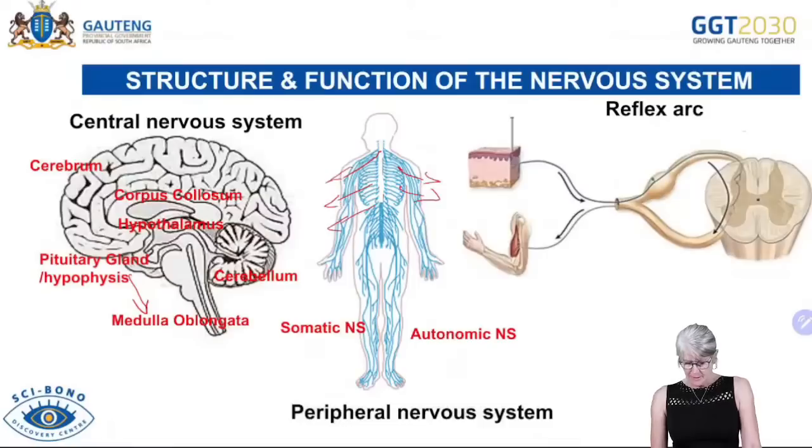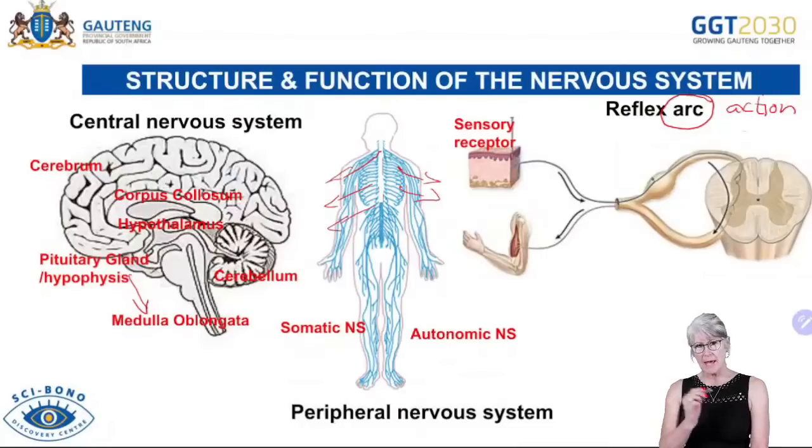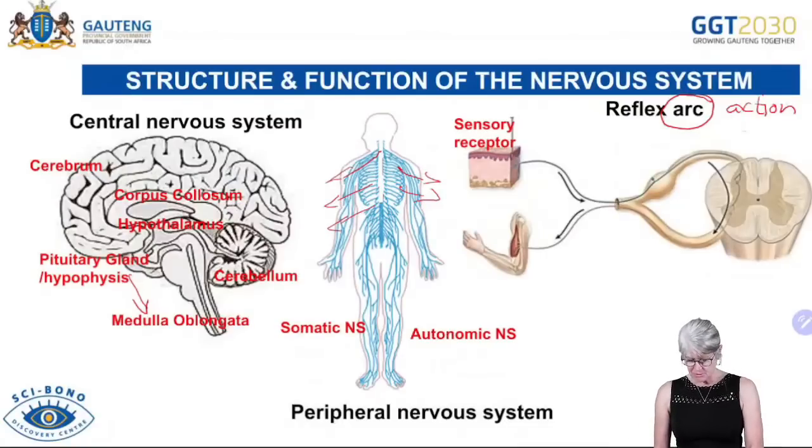Right, then another important aspect of the nervous system that you must know is the reflex arc. Now, what is very important to know is the difference between an arc and the action. Right, so the reflex arc is the actual pathway, and the reflex arc starts at the sensory receptor, and in this case you can see the receptor is in the skin. And then it goes via what we call a sensory neuron.